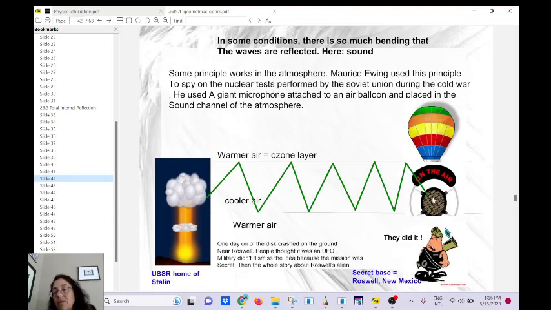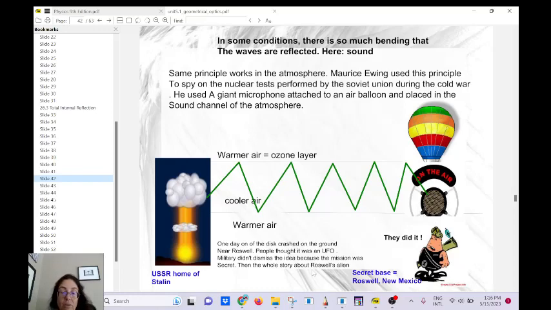And one day the balloon crashed, and then it went unclassified. It was classified for a time, and it just crashed next to a military base in Roswell, New Mexico, and people spotted the dish here.